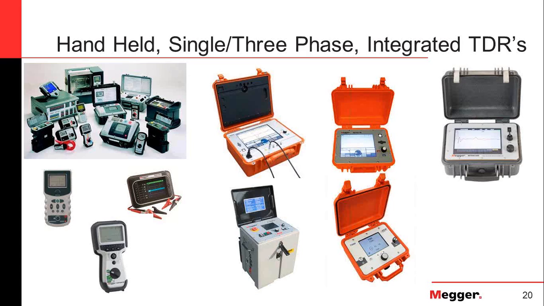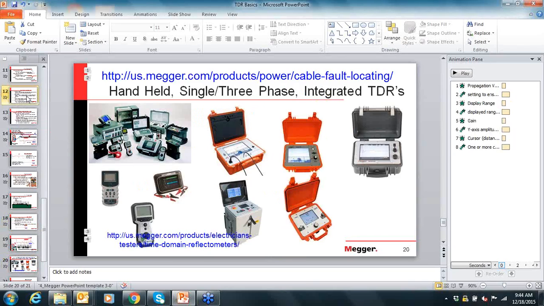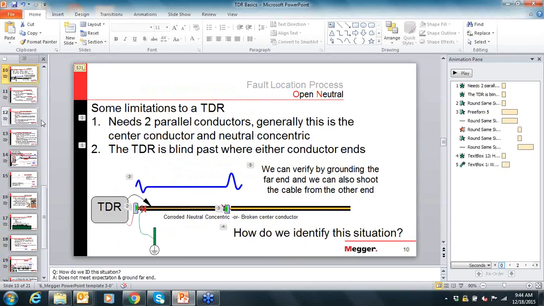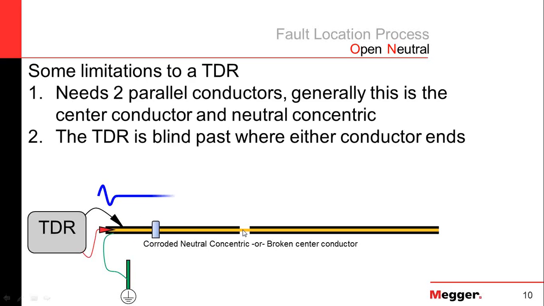No. Let me just go back really quick. In this example, at this location, the neutral is corroded away. That's what we're trying to show here. Over here on the right-hand side is the literal far end of the cable. But right here, the neutral's corroded away. We hook the TDR up to it. We send the pulse down, and 100% of the signal reflects back right from where the neutral's corroded.